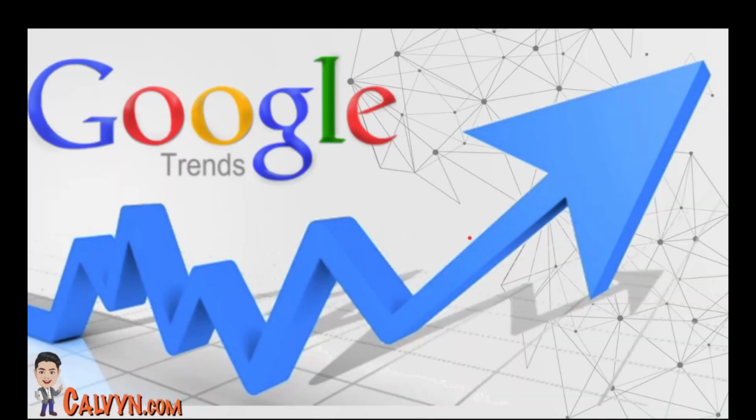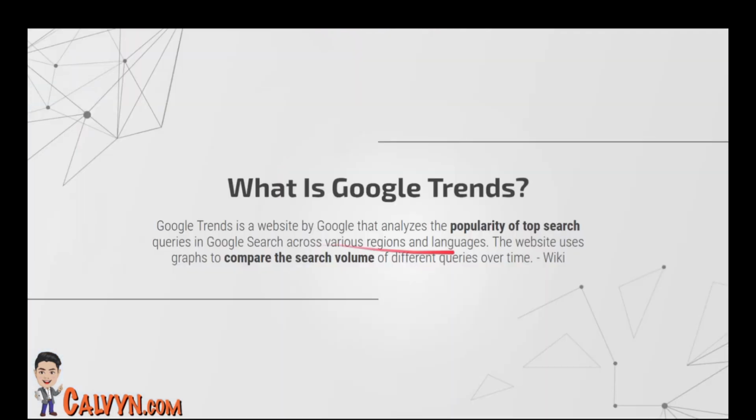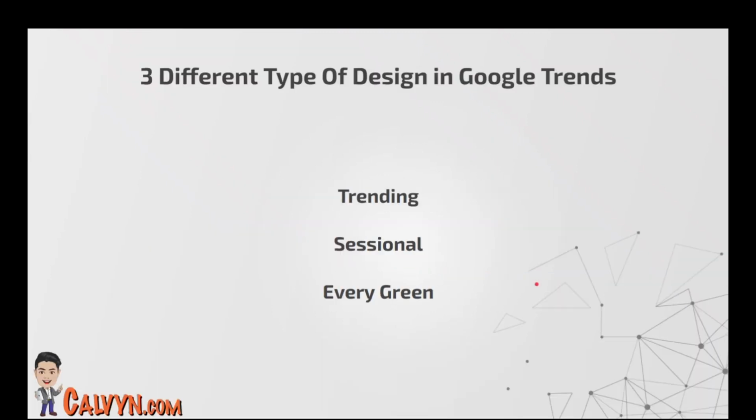So the first tool over here is called Google Trends. Google Trends is a very good tool for us to do validation, right? So what is Google Trends? Google Trends lets us analyze the popularity of top searches, and we can actually compare them. Very simply, Google Trends usually gives you 3 types of patterns. In Google Trends, we can see trending, seasonal, and evergreen patterns.